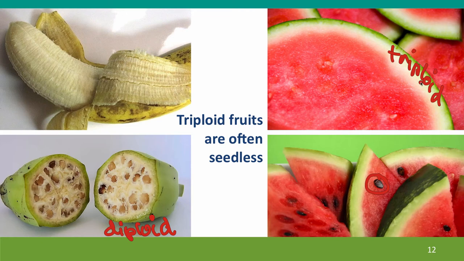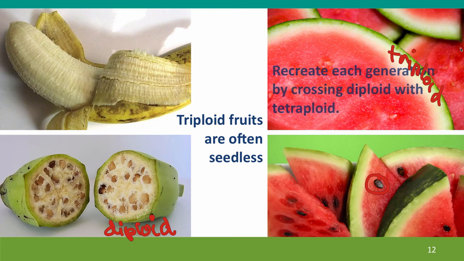A problem arises for the breeders. This is very nice for us. But it's a problem for the breeders because how do they propagate these plants so they can sell them to us? The watermelon breeders have solved this by using the mechanism of generating triploidy that I described earlier. Each generation, the watermelon breeders cross a tetraploid watermelon with a diploid watermelon, generating seeds that are triploid that they can sell to watermelon growers and to us if we want to grow our own seedless watermelon.